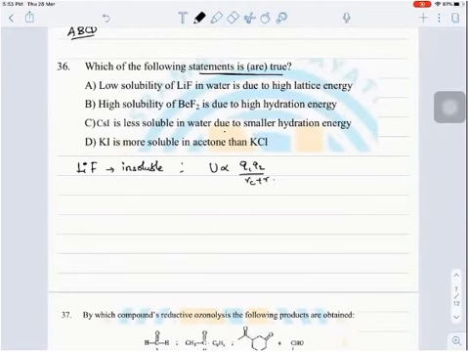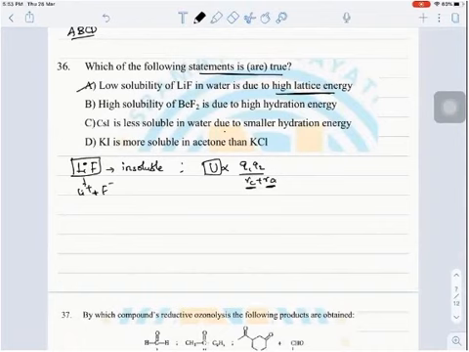If lattice energy is more, what happens? Its lattice energy is high due to small Rc and Ra. If lattice energy is high, to break this LiF into Li plus and F minus, it requires very high energy. Hence, it is insoluble in water. So, it is less soluble in water.